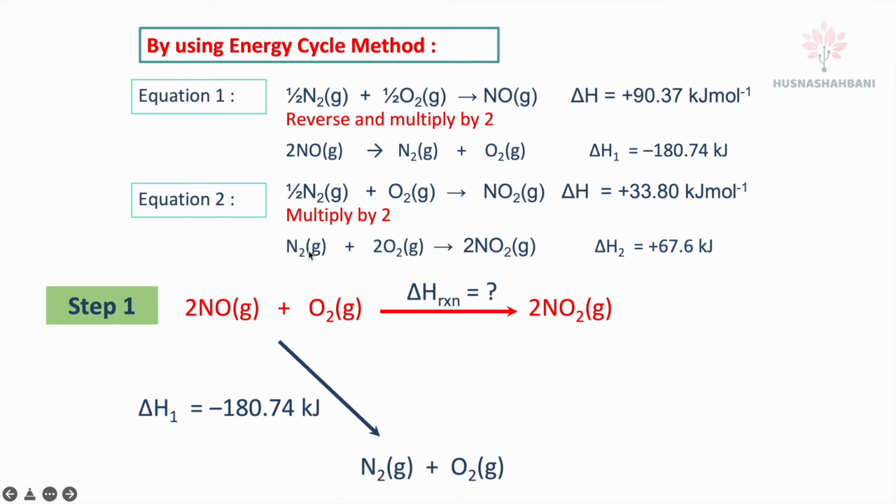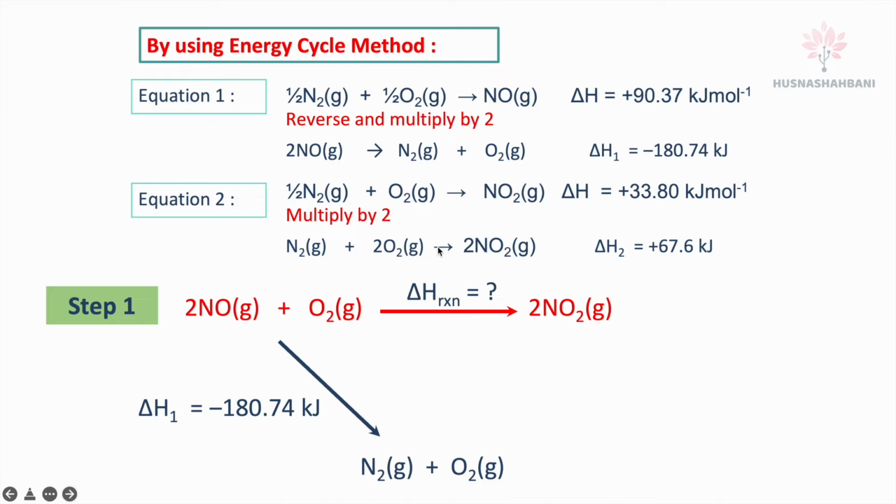You will get 1 more N2 plus 2 more oxygen, the product 2 more NO2, and delta H2 equals this value times 2, plus 67.6 kilojoule. So this is the new value when this delta H is multiplied by 2. And then if you look at here, the product is 2NO2. So this is the product.